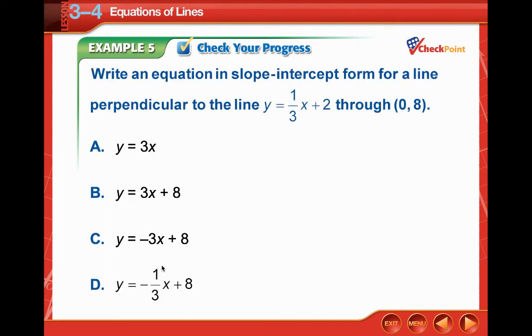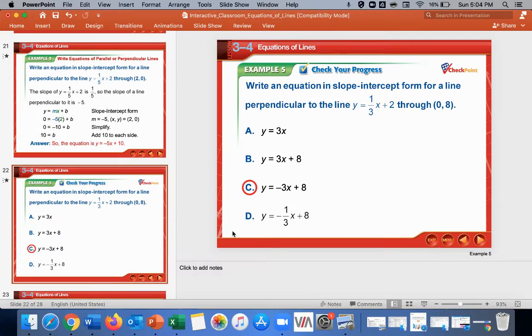All right. Write an equation in slope-intercept form for a line perpendicular to the line y equals 1/3 x plus 2 that goes through (0, 8). Okay, hopefully you're able to solve this one on your own. If not, pause it now and try to solve it on your own. If you did or you had trouble with it, I'm going to tell you the answer right now. It's going to come out to y equals negative 3x plus 8. All right, and let me show you how to get that answer.